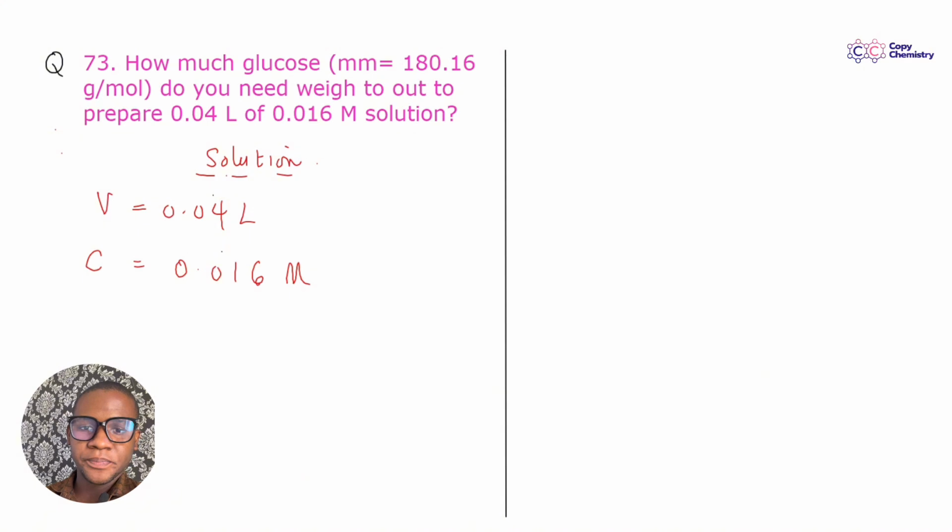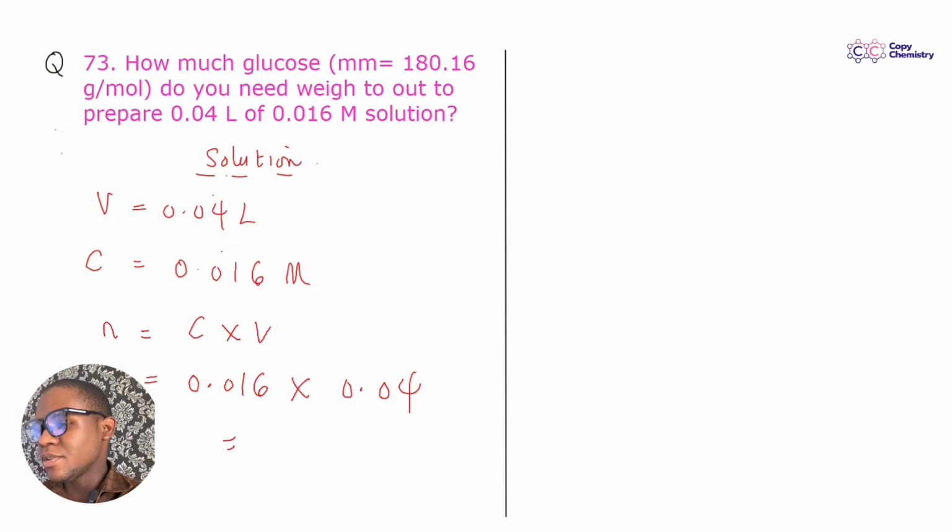0.016 molar. Now, we can get the number of moles of glucose in here by saying concentration multiplied by volume, and not just saying it, but then actually calculating it. So that's our concentration, and this is our volume. Let's calculate that, shall we? 0.00064. So this stands as the number of moles of glucose that is in the solution, okay? Because glucose is the solute.